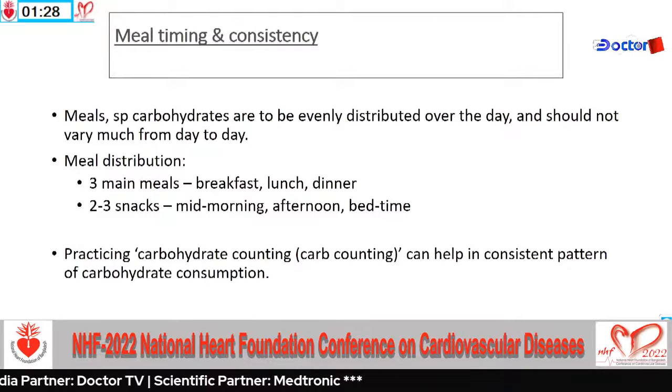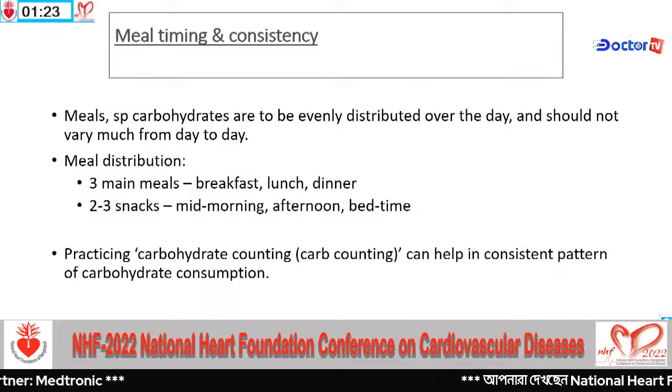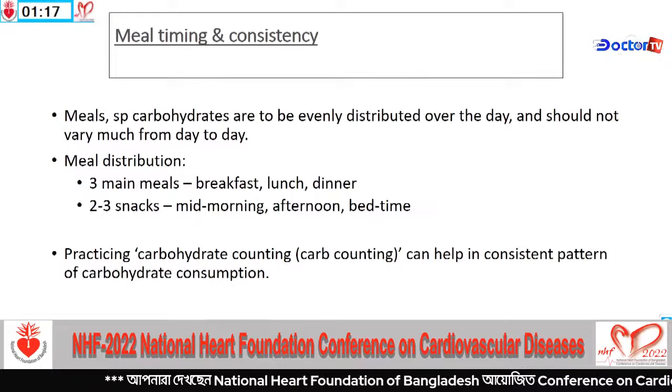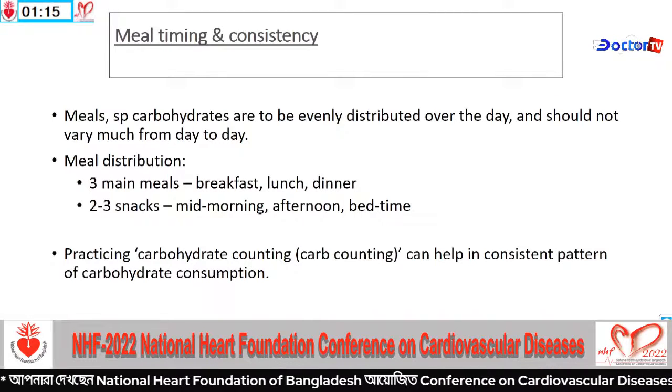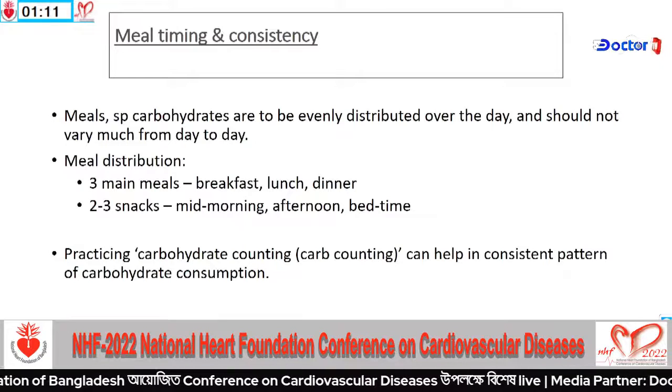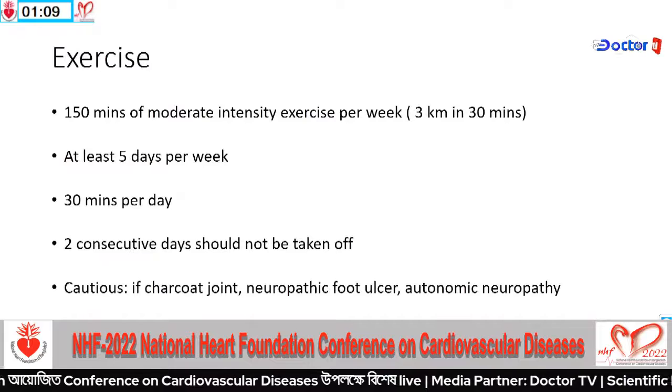Regarding meals, we have to fix a few issues. The carbohydrates are to be evenly distributed over the day. And we have to follow the three main meals or two to three in-between snacks. And we have to practice the carbohydrate counting model. What we have shown in the plate models or the Hanjaib models, we can use to see how much food we can take in every meal.